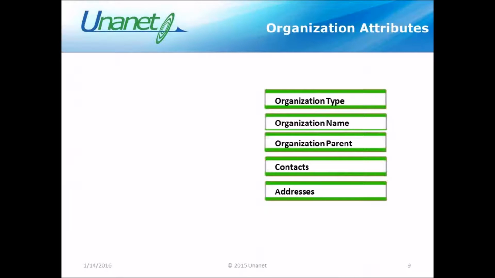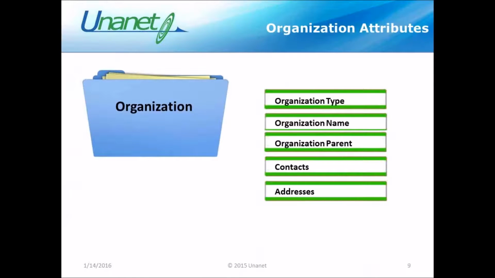So when an organization is created, the organization object itself has several attributes associated with it that need to be defined. Here's the list: the type, which is something that can be configured per your Unanet instance, defining what those types are; the name; the hierarchy, which would be the parent if there is a hierarchy of folders and subfolders; any contacts; and also the addresses. And you'll need those contacts and addresses, especially if you're using billing in Unanet as well as the Unanet Financials system.